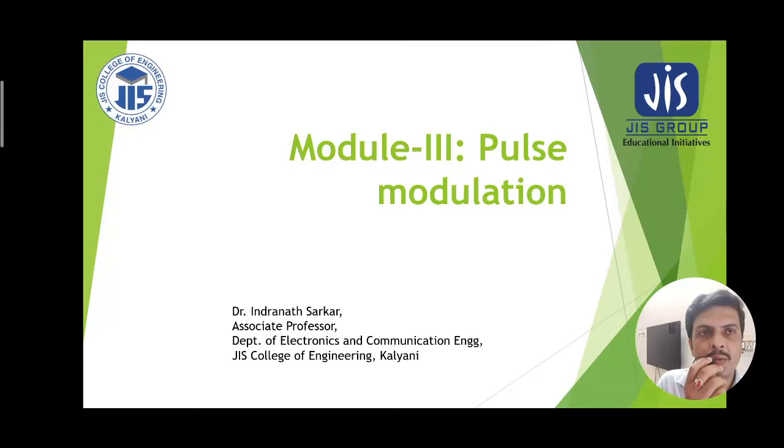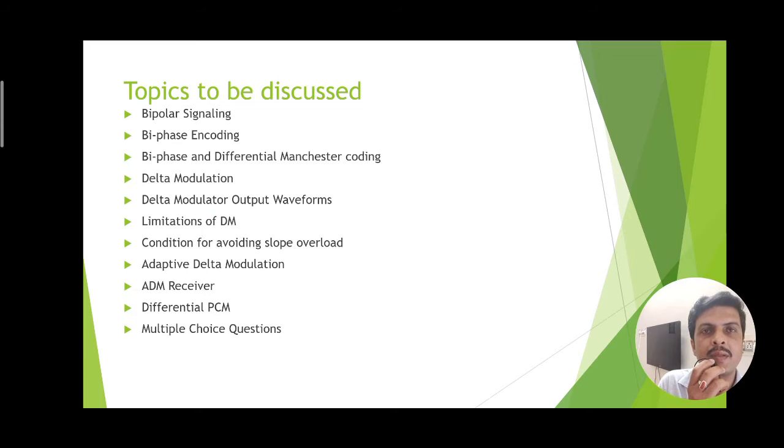Continuing with pulse modulation technique. The topics to be discussed today are bipolar signaling, biphase encoding, biphase and differential Manchester coding, delta modulation, delta modulator output waveforms, limitations of delta modulation, condition for avoiding the slope overload error, adaptive delta modulation receiver, differential pulse code modulation, and there are some multiple choice questions.